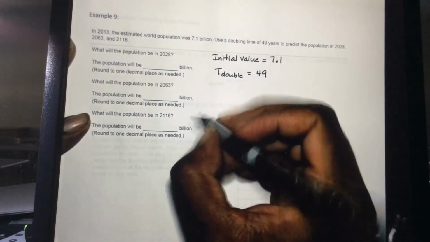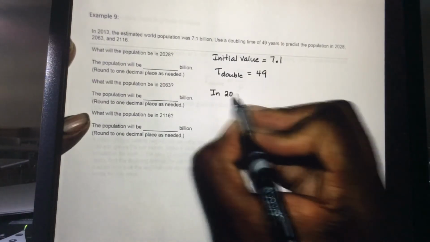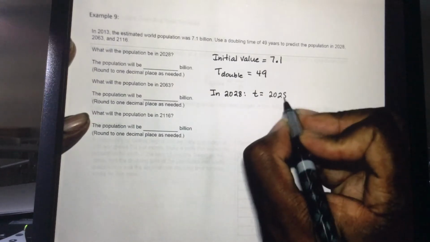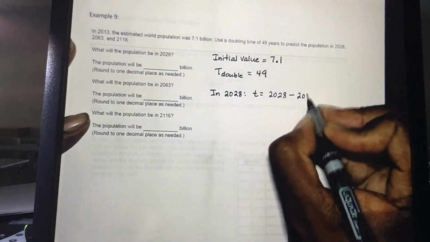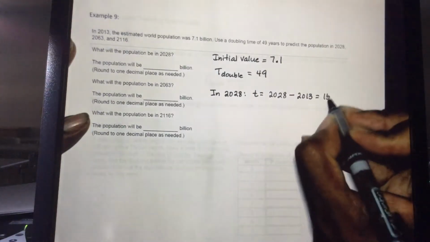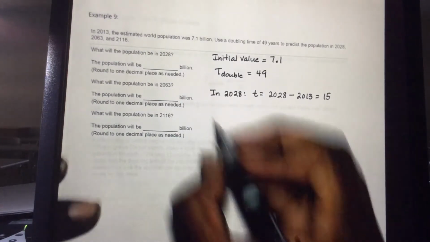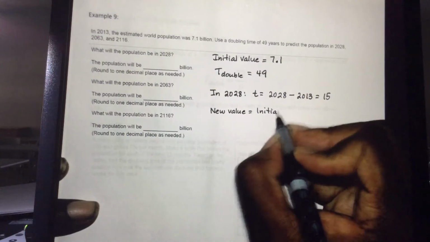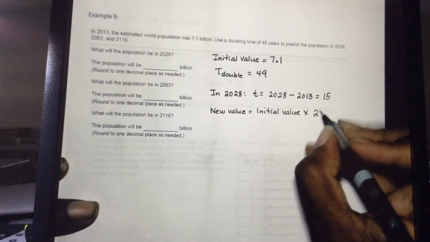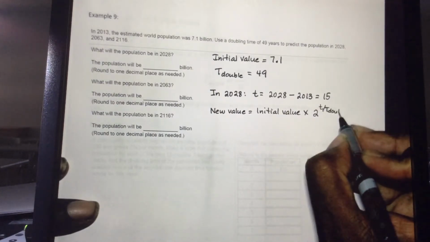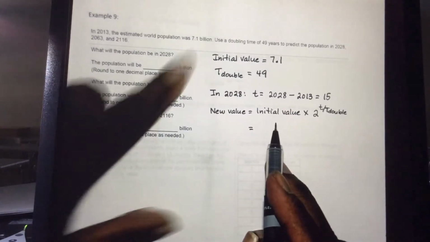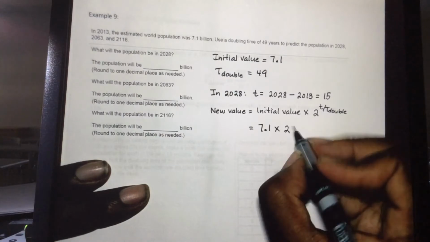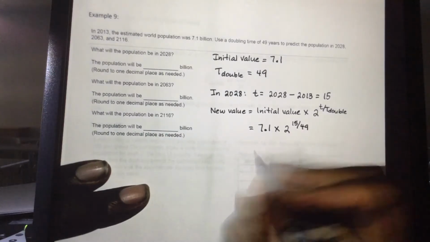So now, in 2028, your t is going to be that year 2028 minus 2013. That's going to give us 15. So your t is going to be 15. Okay, now, to find out what the new value is, that's equal to the initial value times 2 raised to the t divided by t sub double. Your initial value was 7.1 times 2 raised to the t, lowercase t, that's 15, divided by t sub double, that's 49.